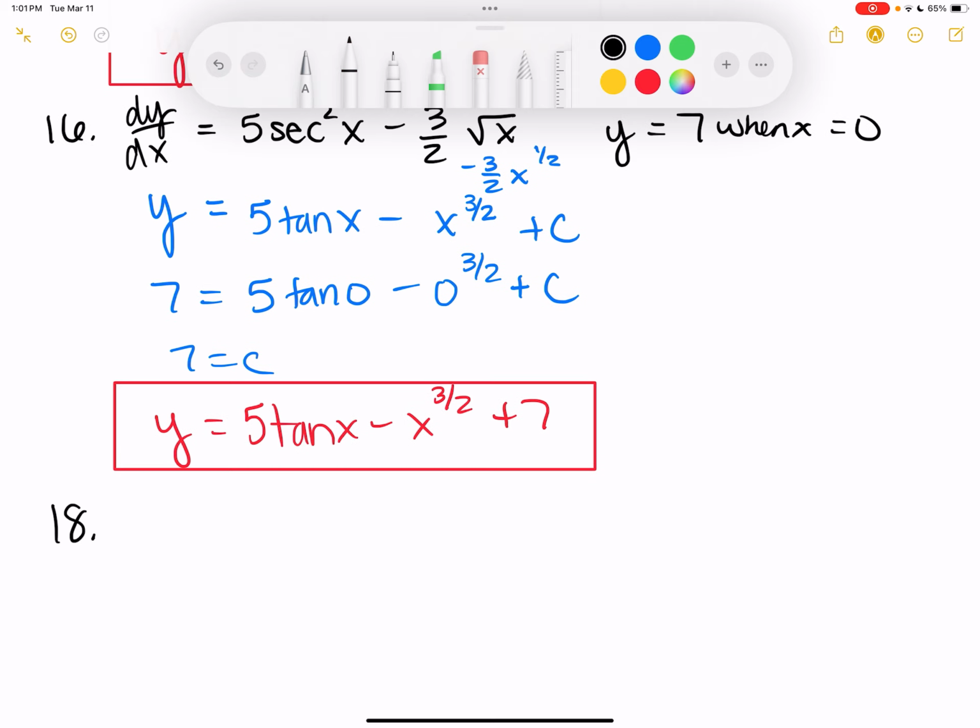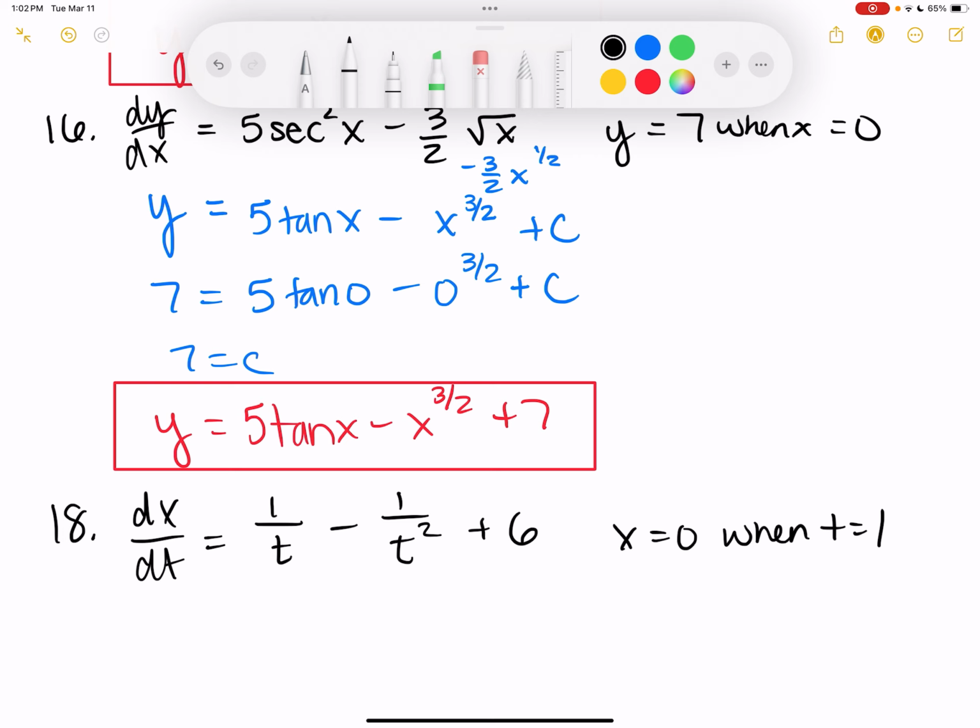18, dx/dt. Yeah. That's what you tried to do earlier. I think you did dt dx though. Yeah. 1 over t minus 1 over t squared plus 6. And then it's x equals 0 and t equals 1. They're just on a roll with this x equals 0 thing today.